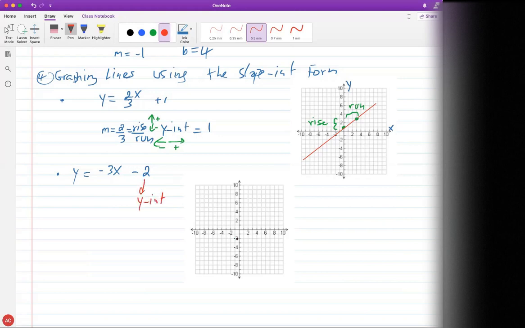That's your first point, you just mark it. Again, it's got to be on the y-axis. So it's this one here. That's good, that's 1 point. How do we get to the second point?